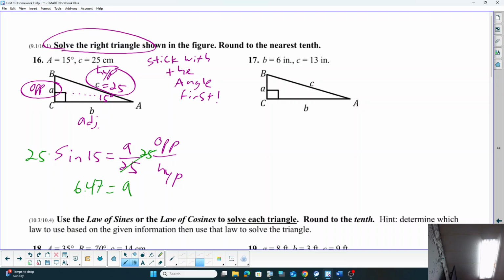So we'll round to the nearest answer at the end. It depends if you use Pythagorean there or not. So that's going to be 6.5, because we're rounding to the nearest tenth. So that's what A is equal to.